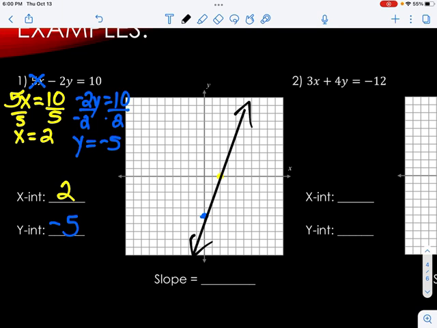Now, if I were to ask you this next question, if I said, okay, that's great, but what would the slope be? Well, we could easily find it once we have this by counting from one point to the next. So if I just go 1, 2, 3, 4, 5, I went up 5, and then I went 1, 2 over. So my slope would be a positive 5 halves.